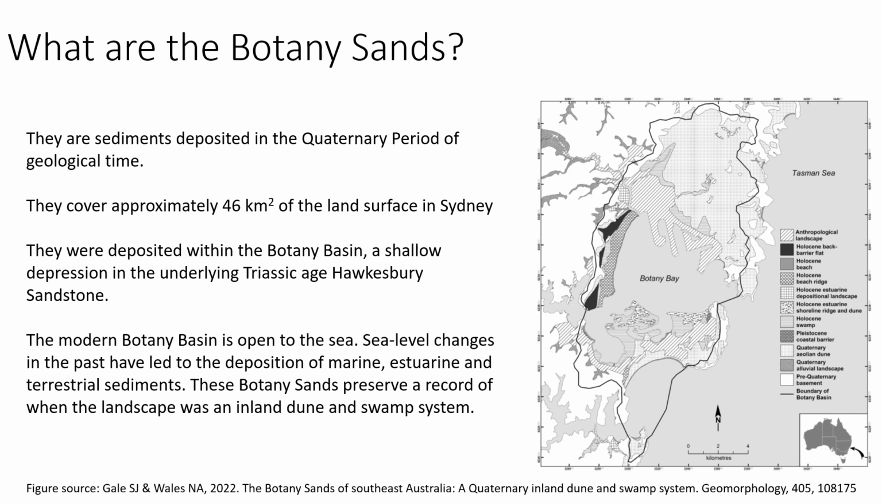The modern Botany Basin is open to the sea, and in the past, sea level changes would have led to the deposition of marine sediments in the basin when the sea level was high, estuarine sediments when the sea level was a bit lower, and terrestrial sediments, land-based sediments, when the sea level was lower still. And so the Botany Sands preserve a record of the landscape of the region when it was an inland dune and swamp system, and the sediments deposited related to the sea level at the time that the sediments were formed.